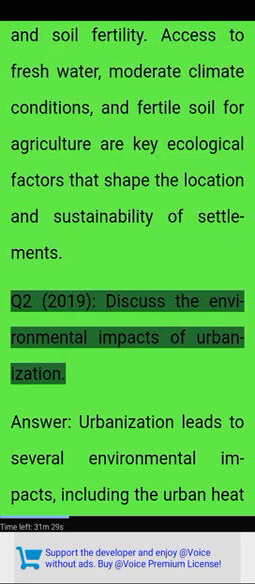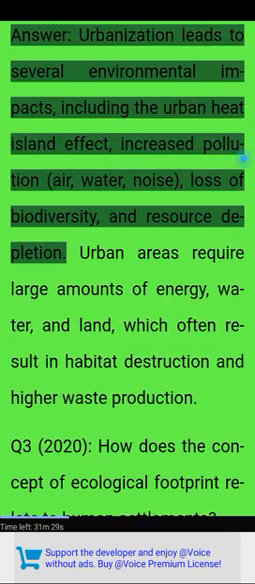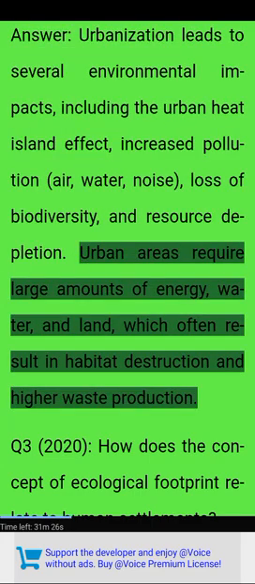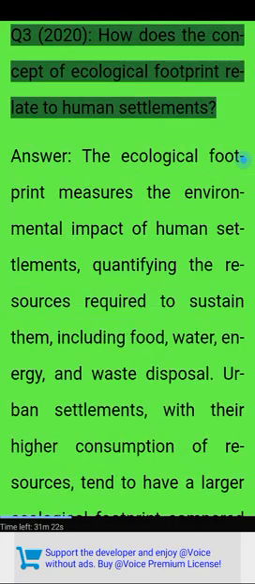and sustainability of settlements. Q2, 2019. Discuss the environmental impacts of urbanization. Answer. Urbanization leads to several environmental impacts, including the urban heat island effect, increased pollution (air, water, noise), loss of biodiversity, and resource depletion. Urban areas require large amounts of energy, water, and land, which often result in habitat destruction and higher waste production.